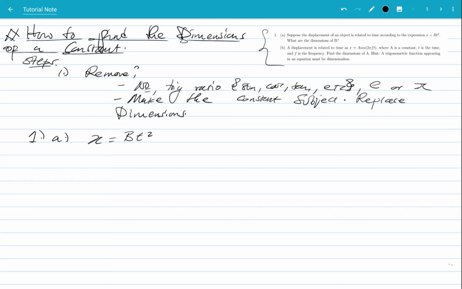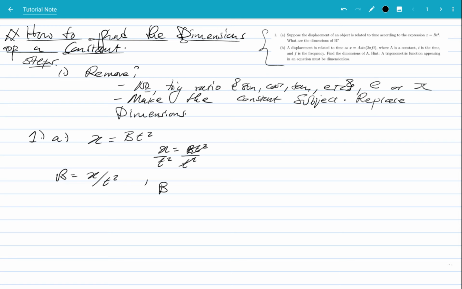So now let us try and solve this. We don't really have any numbers to remove. We don't have any trig ratios, not even e or pi. So we just make b the subject of the formula, of which we know that this will be bt squared. You divide both sides by t squared. This cancels with that, and you end up having b is equivalent to x over t squared. Now, after that, all you have to do is to make the constant the subject, of which we have already done. Now the next thing is to replace the dimensions.